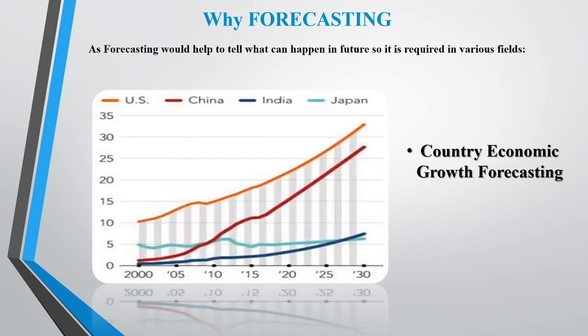Similarly, we do country economic growth forecasting. You can see that we are doing the growth forecasting in various years, starting from 2000, 2005, 2010, 2015, and we reach up to 2020, and we can also forecast what will be going on in 2025 and 2030. So every country makes its economic growth forecasted chart. Similarly, they get to know whether their GDP is increasing or not. You can see that slowly and gradually India's GDP is also increasing, and maybe in 2030 it will defeat the GDP of Japan.